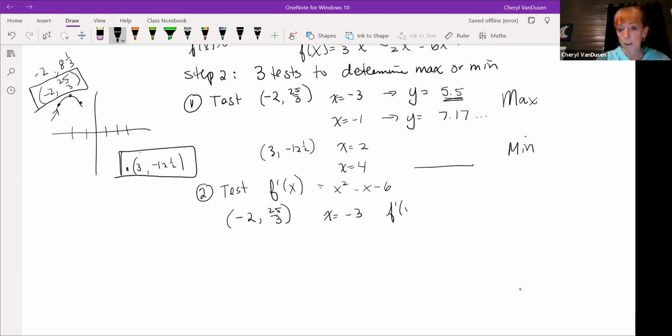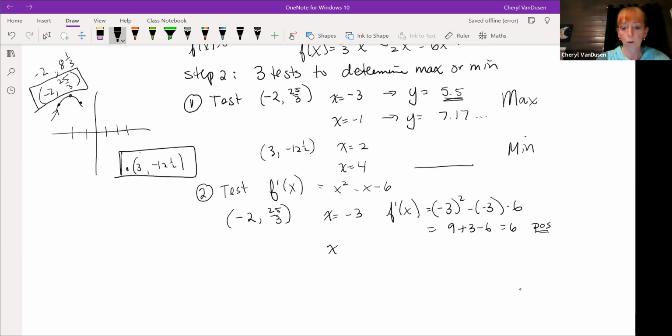Okay, so the first derivative is minus 3 squared minus minus 3 minus 6. This one I think I can do by myself. So we get 9 plus 3 minus 6. And that works out to plus 6. So that's a positive. Just keep in mind that's the key. The 6 is not that key. It's whether it's a positive or a negative.